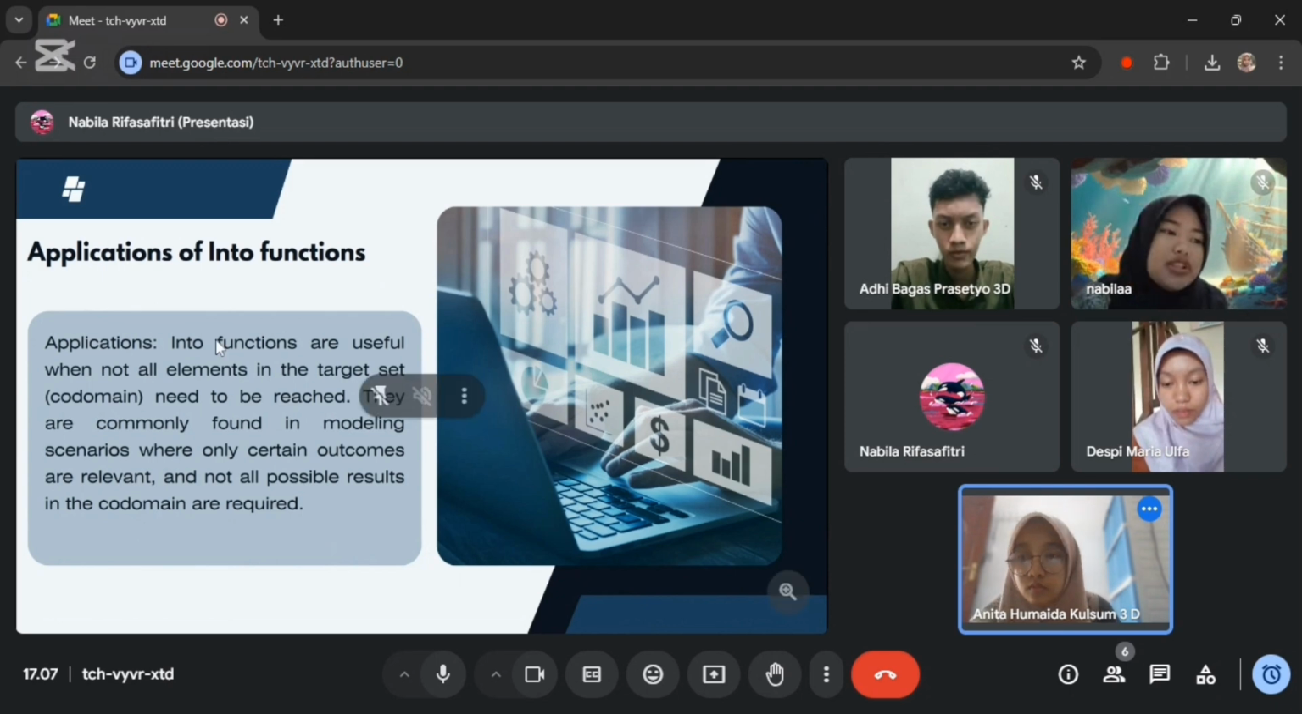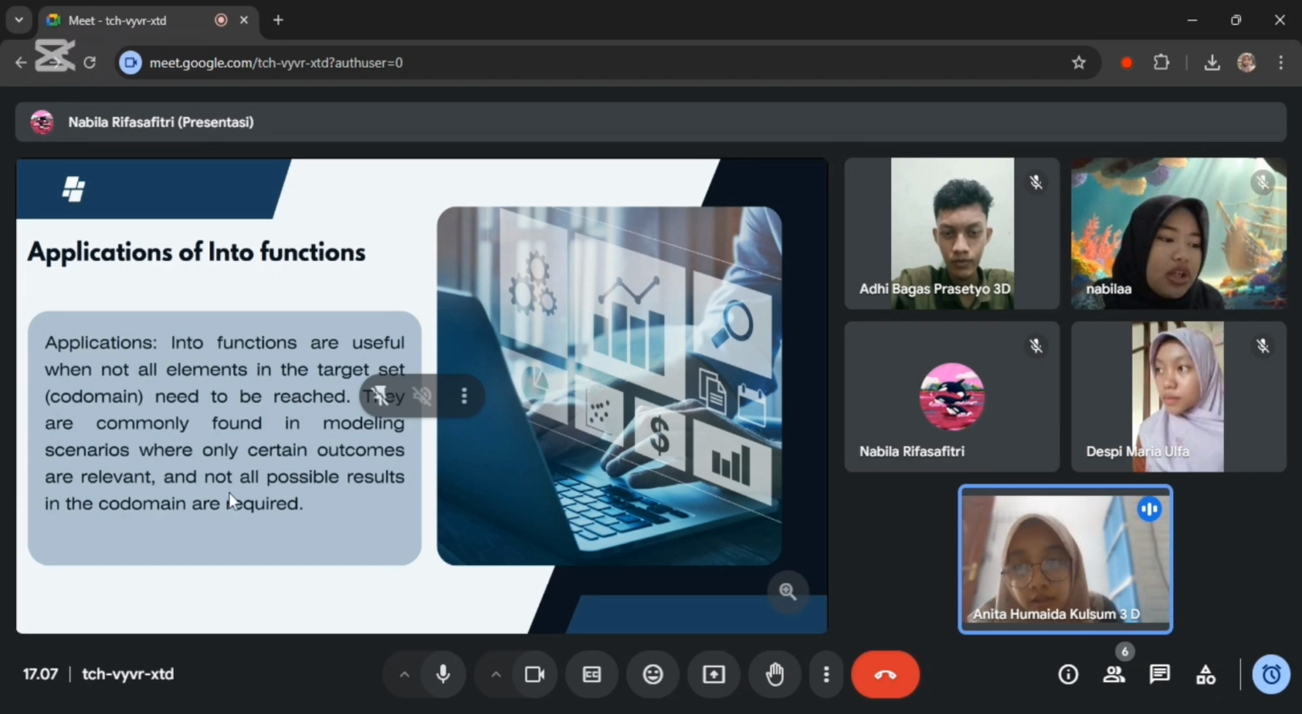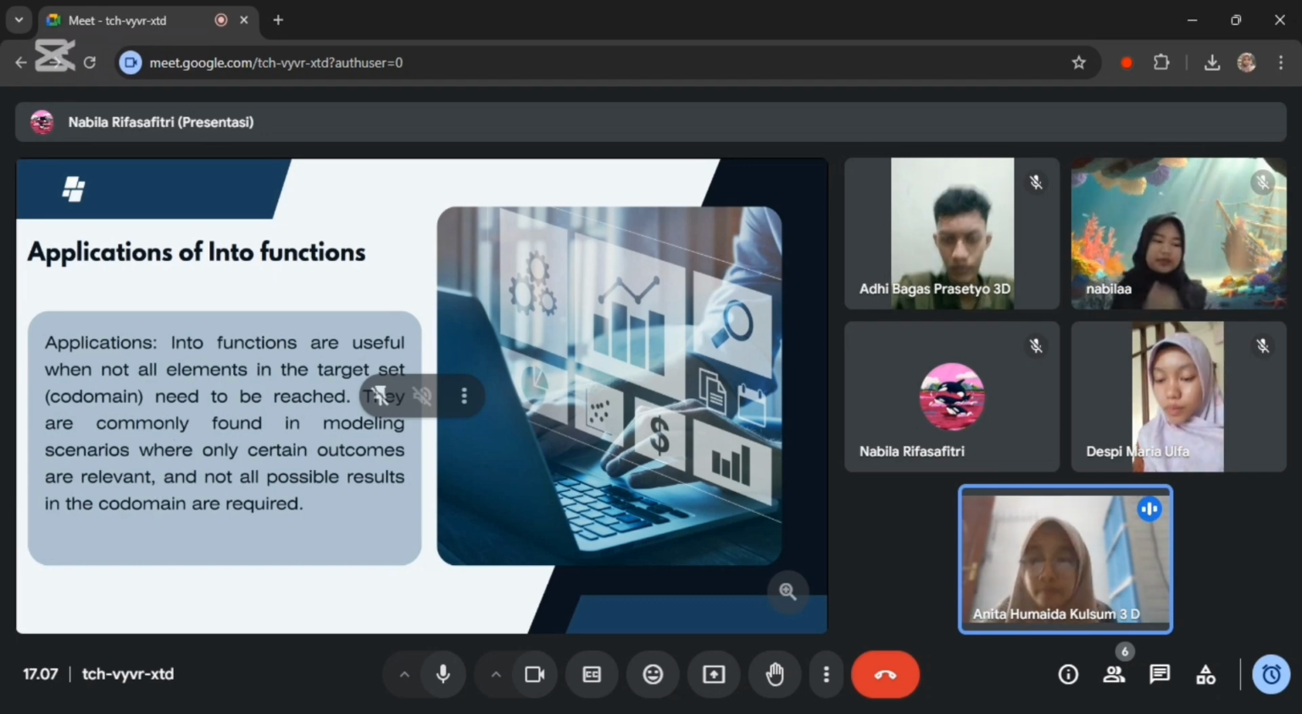Application of into function. Applications of into function are useful when not all elements in the target set or codomain need to be reached. They are commonly found in modeling scenarios where only certain elements are relevant.